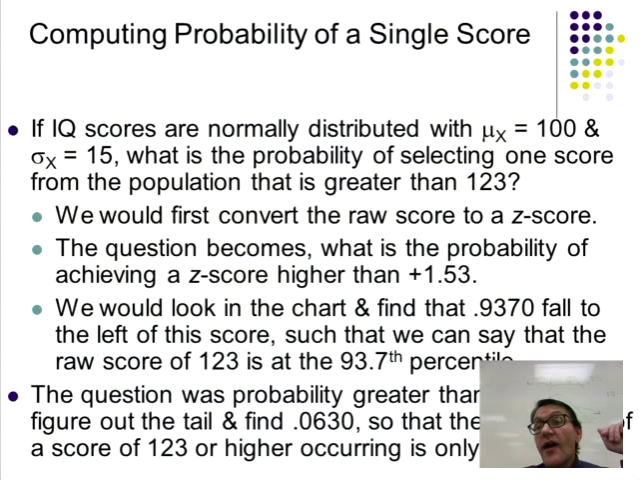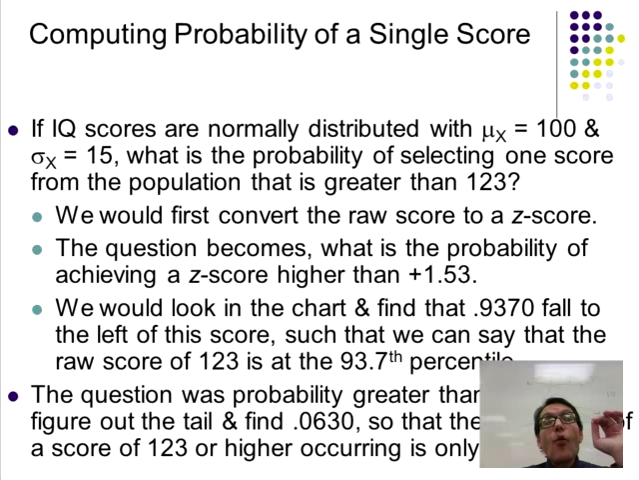Okay, so let's try another one. A lot of words here, but you know how to pause the video if you need to. So if IQ scores are normally distributed with a mean of 100 and a sigma of 15, what is the probability of selecting one score that is greater than 123? Wow, that's a big number.